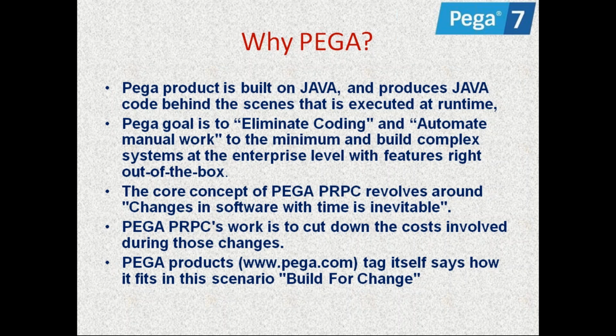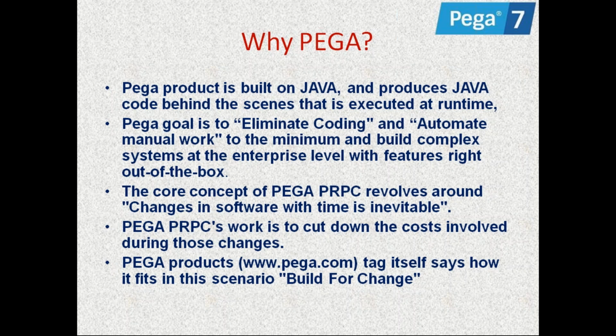Pega's goal is to eliminate coding, automate the work to the minimum, and build complex applications at enterprise level. That is the main purpose. That is the reason Pega is more successful in the industry right now, and it is one of the best tools in the current market. If you see the IT rankings, not only in the BPM sector but compared with any other technology in the market, Pega stands in the top position, in the first or second position every year. So Pega is one of the most advanced tools in the current market.